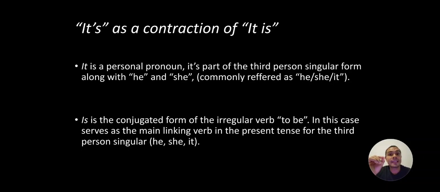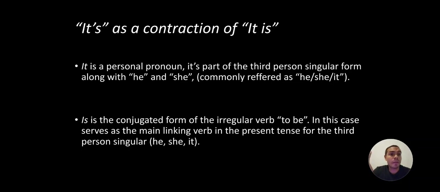Now, is the conjugated form of the irregular verb to be, okay? In this case, it serves as the main linking verb in the present tense for the third person singular, which is the aforementioned he, she, it, right? So I'll explain it to you easily.